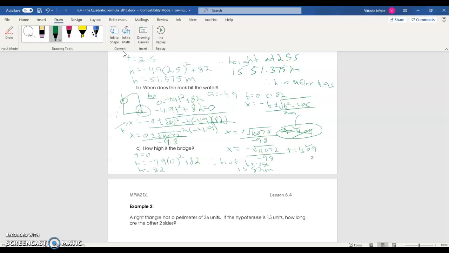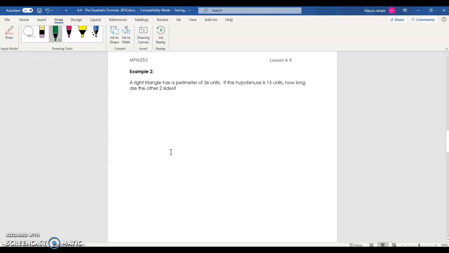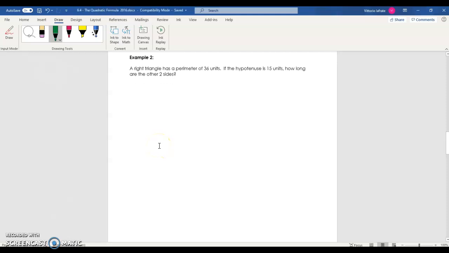So now we're going to try example number 2 together. We might not have time to finish in the video, but we'll start off regardless, just to see how far we get. And again, it's important you try a variety of problems, because you need to know how to apply this equation to a variety of situations. So we're going to start with our example with a triangle. A right triangle has a perimeter of 36 units. If the hypotenuse is 15 units, how long are the other two sides?